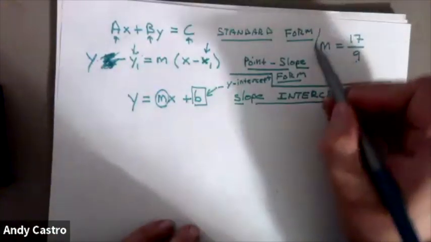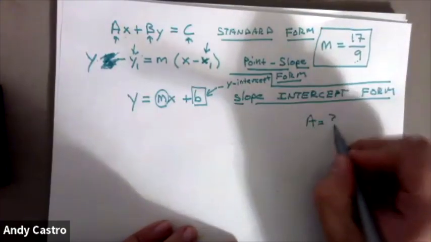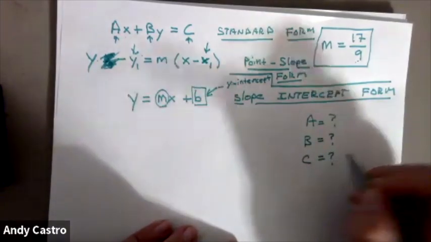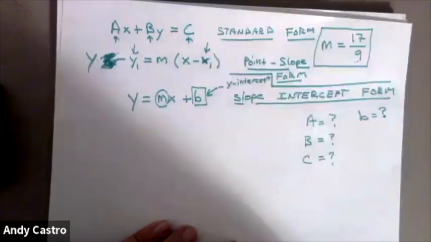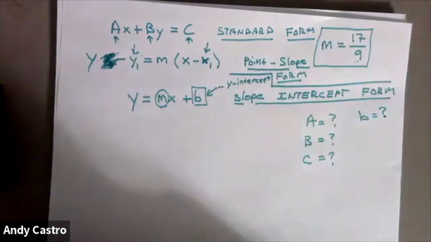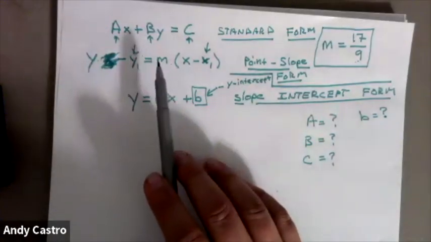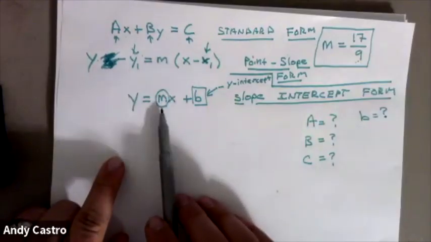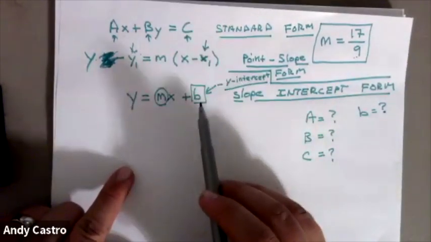So I know what my slope is. I don't know what A is. I don't know what B is. I don't know what C is. I don't know what the little b is, which is my slope-intercept. But I do have 2 points that I can use in any of these equations that I want. So the first one that I'm going to do, I'm using slope-intercept form, because what I want to do is find the y-intercept. Now, how would I do that?